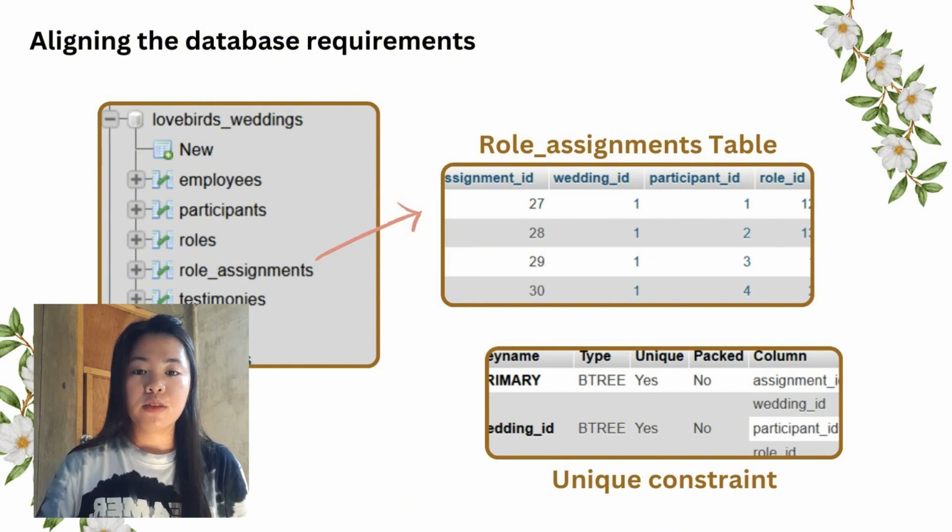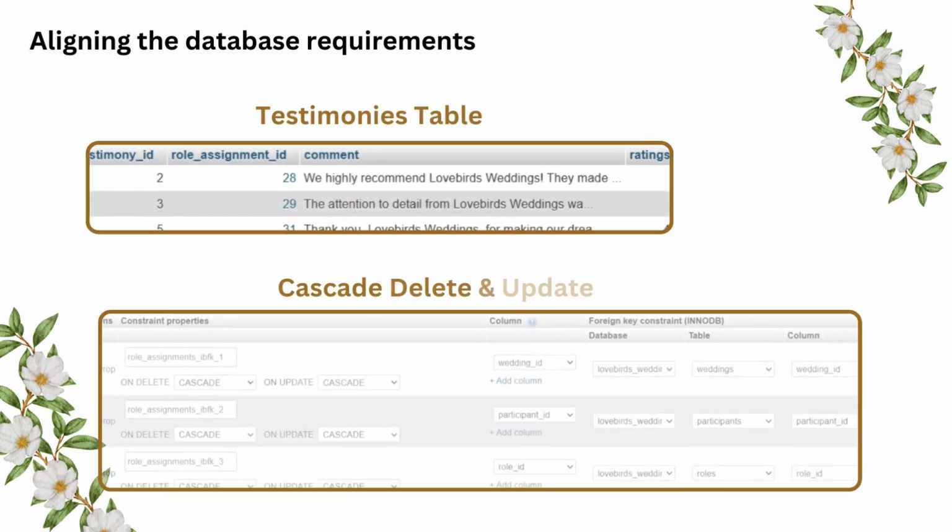This is achieved by adding a primary key, assignments ID, then adding a unique constraint on the fields wedding ID, participant ID, and role ID, so as to avoid duplicate assignments.